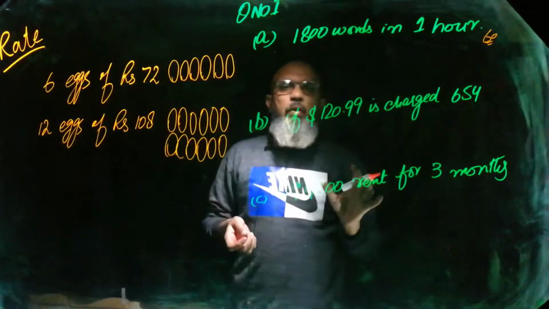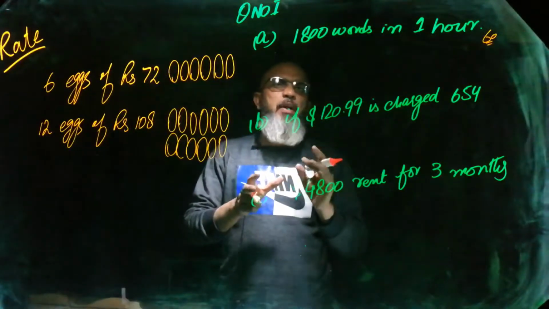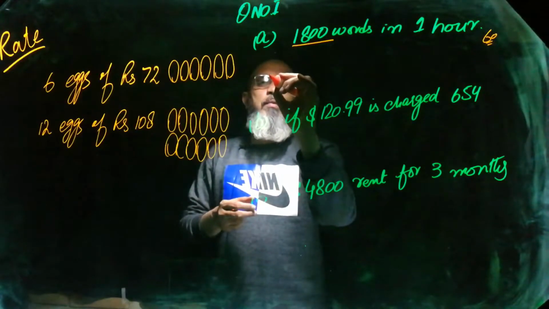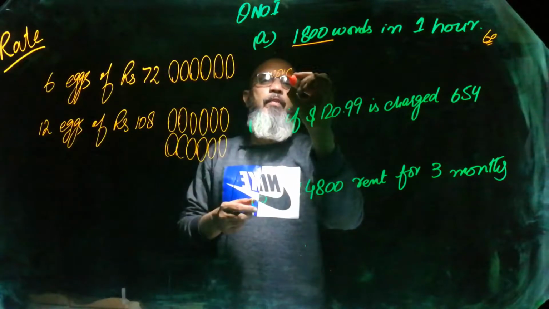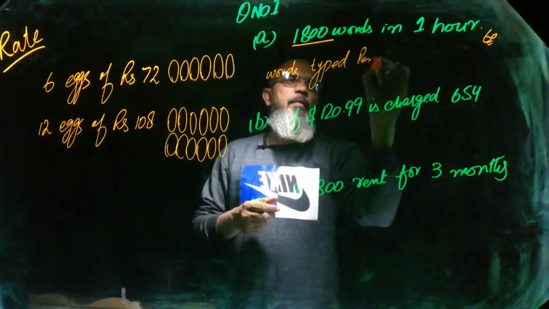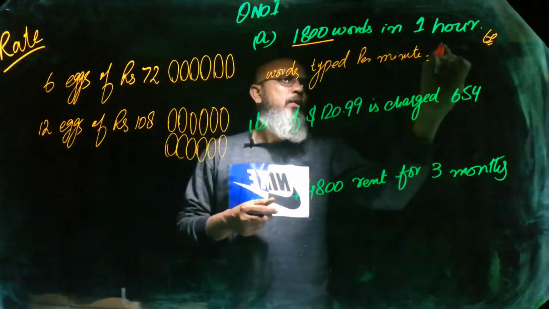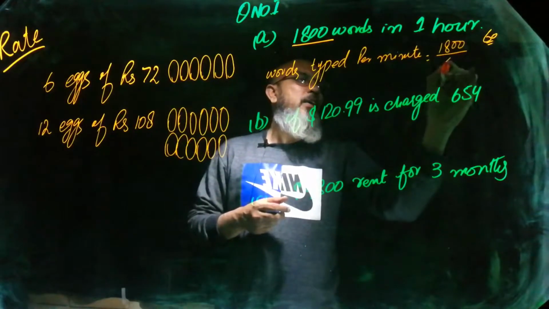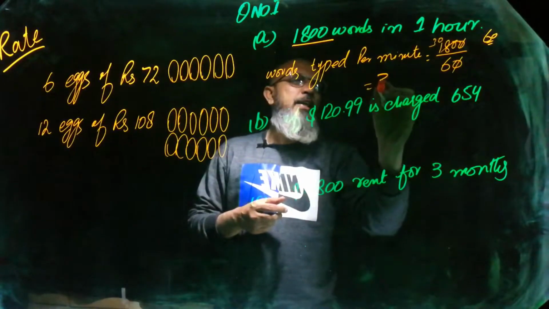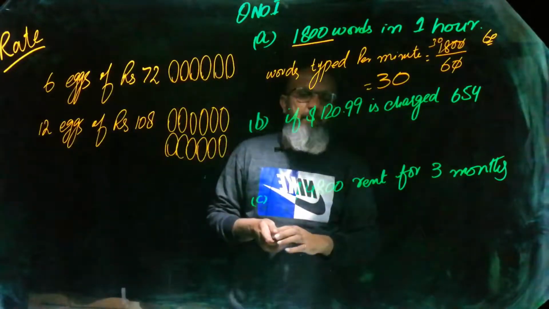So we have to calculate how many words he types in 1 minute. The total words are 1800, so words typed per minute: simply 1800 divided by 60, this will cancel, and you get the answer, 30 words per minute. That is the rate of his typing speed.